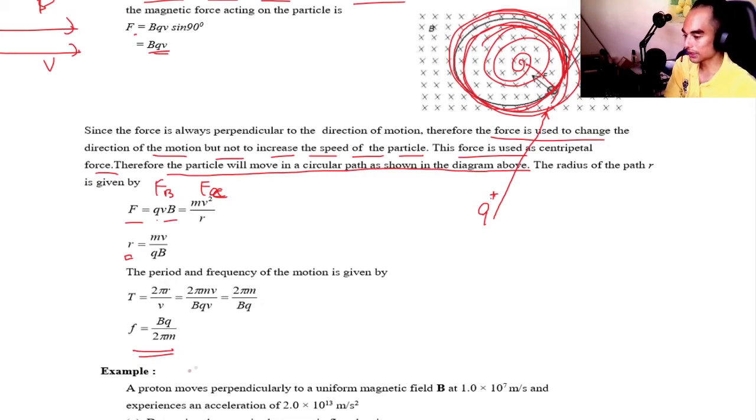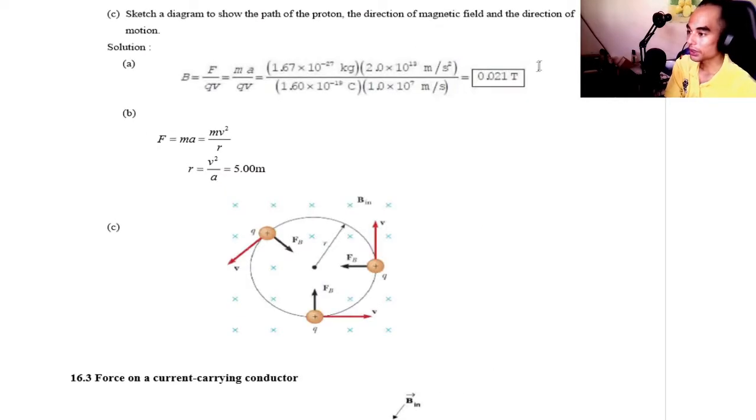Let's say a proton moves perpendicular to a uniform field B, with this velocity, and we are given the acceleration. Find the magnetic flux density. So we use B equals F over QV. Because the motion is perpendicular, there is no more sin theta. So F equals ma, divided by QV, and you have 0.21 Tesla.